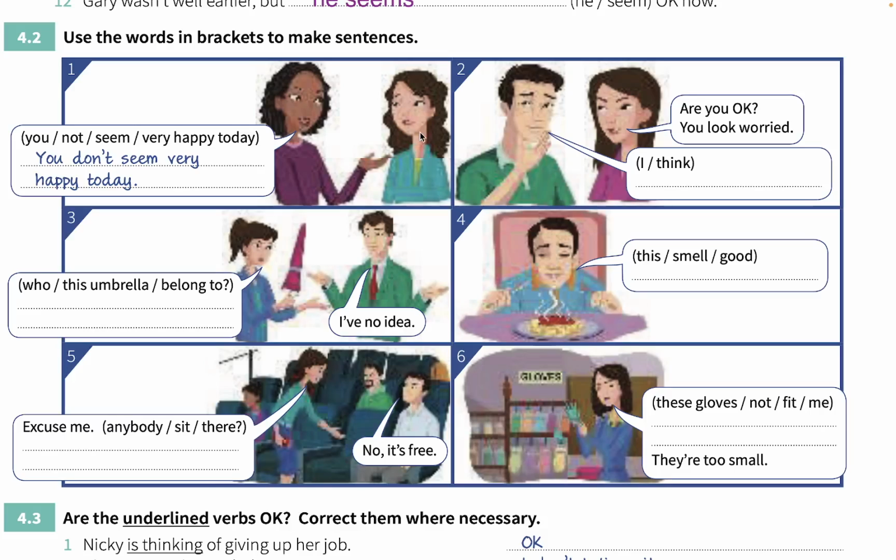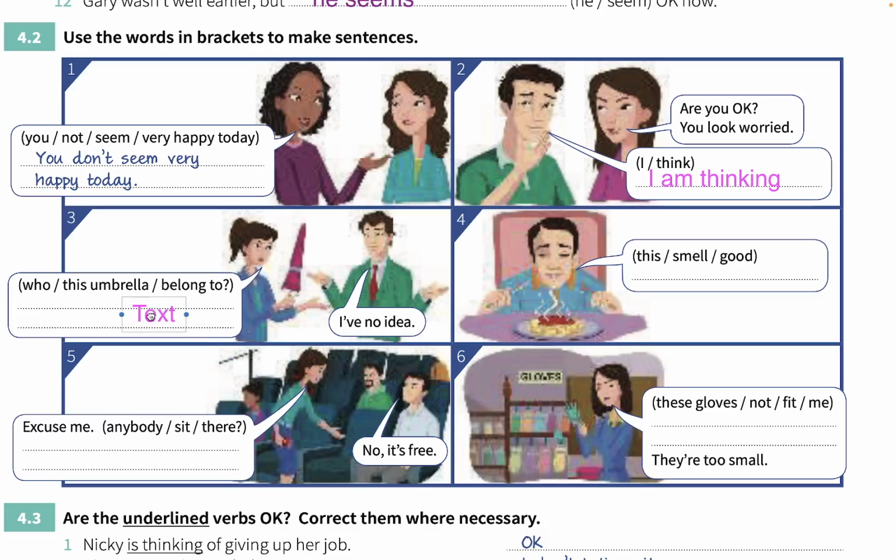Alright. If it's clear for everyone, then we're going to continue to this exercise. So use the words in brackets to make sentences. For example, you / seem / very happy today. You don't seem very happy today. Wanna try number 2? Are you okay? You look worried. What is it? I am thinking. Yes, I am thinking.